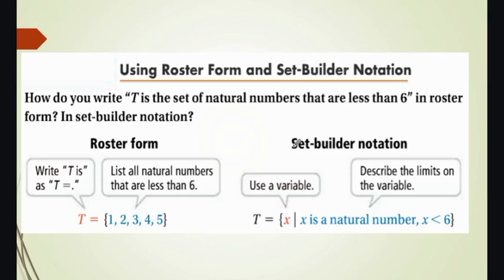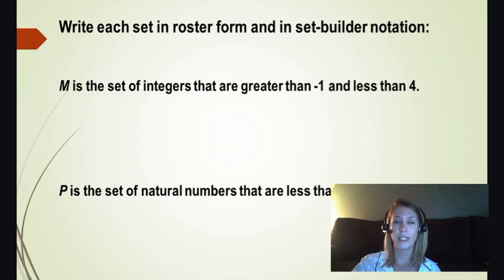While when writing in set builder notation, we're going to use a variable, and then we're going to describe what that is, and then we're going to use an inequality sentence where x is less than 6. And we already stated that it's a natural number. We're going to take a look at some examples together and work these out.